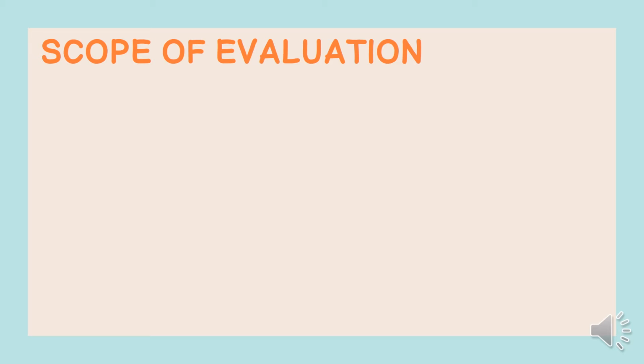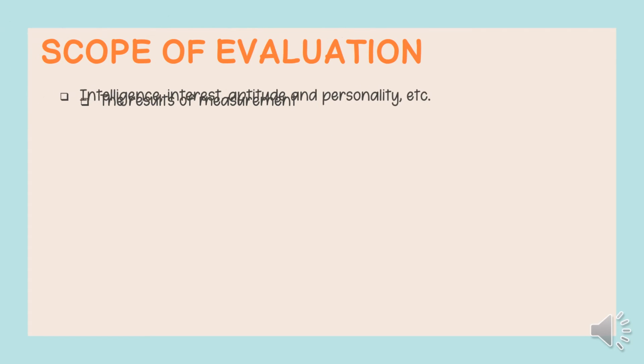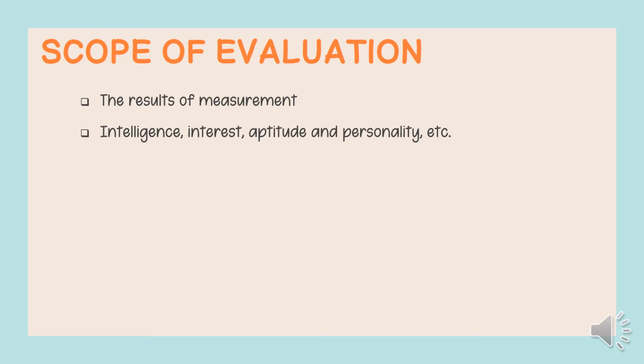In the field of education, generally the measurement of educational achievements of the student is called evaluation. Now, to specify the scope of evaluation, this includes the results of measurement. These are also being analyzed according to the predetermined standards. Secondly, not only the measurement of educational achievements of the students is done, but also their intelligence, interest, aptitude, and personality.